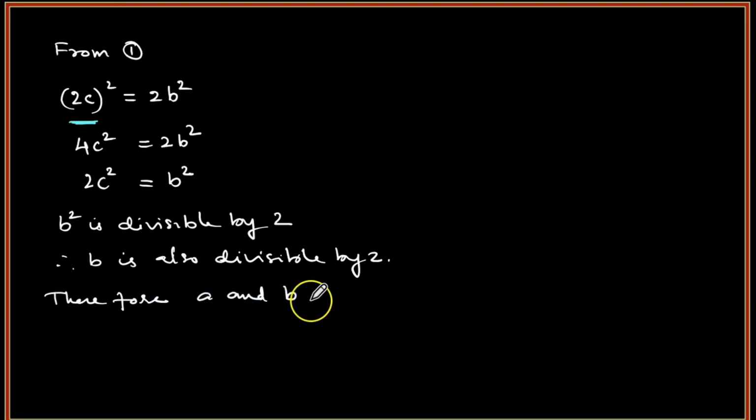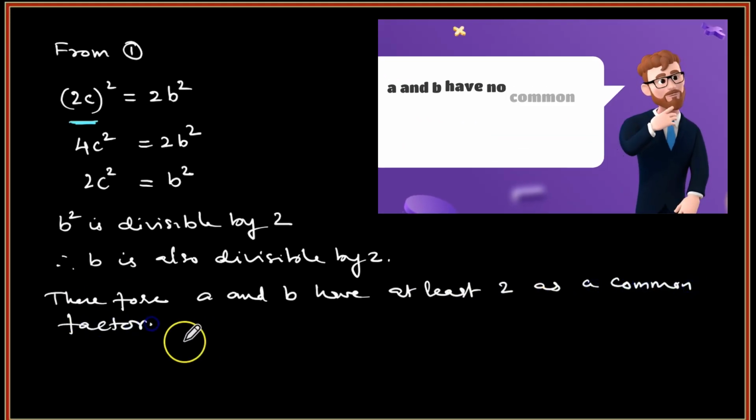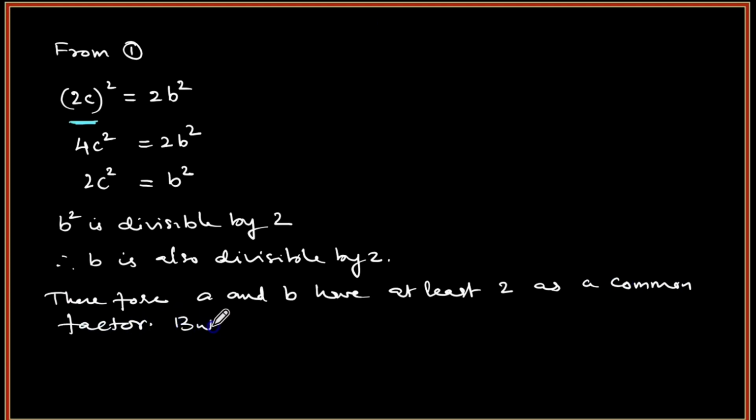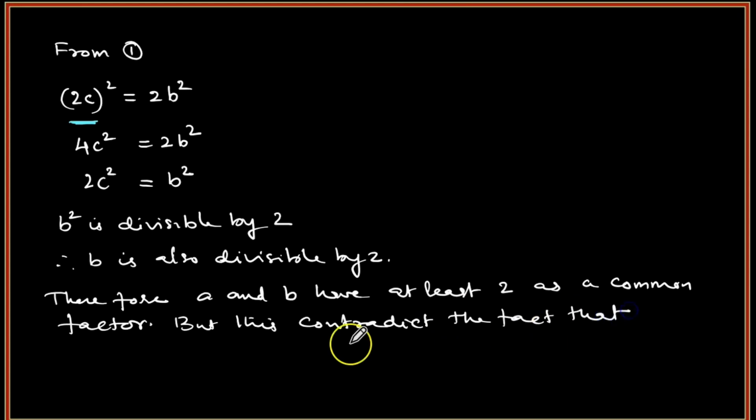So therefore, a and b have at least 2 as a common factor. But we said in the beginning, a and b have no common factor other than 1. But now we got it, a and b have a common factor 2. So this contradicts the fact that a and b are co-prime integers.